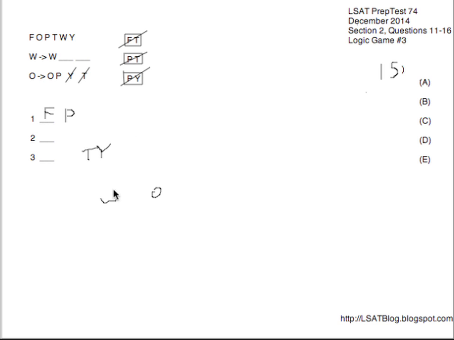W not used at all. That's an easy question to answer. Could we avoid using W? If we avoid using W, we could put T and Y alone and put O right there. Works out perfectly fine. No issues. So B is our answer to number 15.